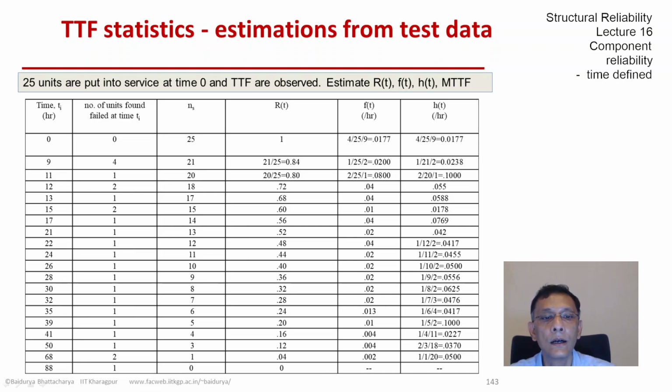Going down, the second value of the hazard function corresponding to 9 hours, the first number 1 is the number of failures that happened. The second number 21 is the number of surviving elements that we started with, so that is N(t_i), and then the last number 2 is the duration of the interval, which is 2 hours. So that gives us 0.0238 per hour. This way we can fill up all the cells and obtain an estimate of the hazard function.